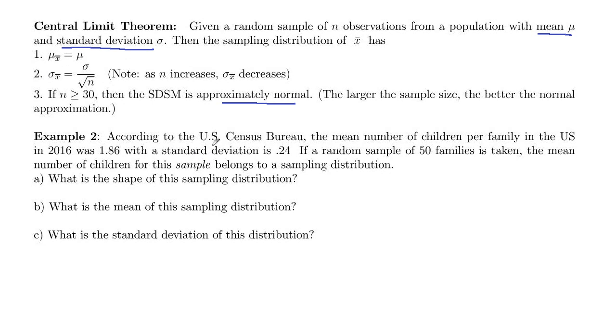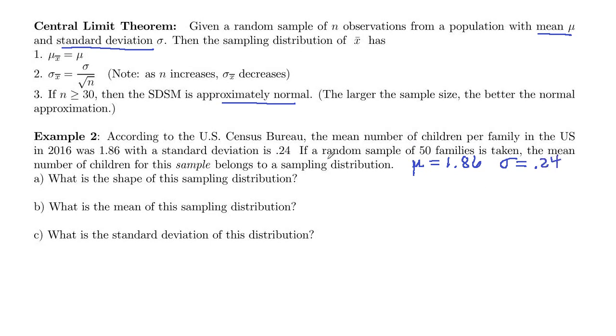We've got some data here from the U.S. Census Bureau, and it states that the mean number of children per family in the U.S. in 2016 was 1.86 with a standard deviation of 0.24. So this is population data from the Census Bureau. What they're telling us is that the mean mu for the population is 1.86, and the standard deviation for the population is 0.24 children.